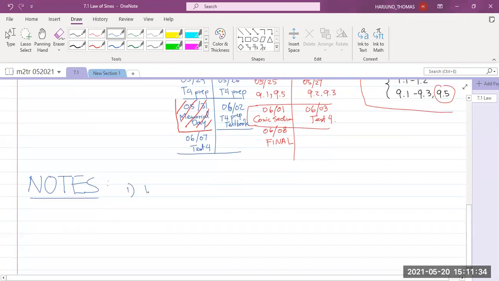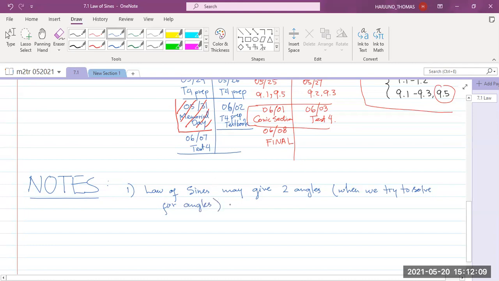Okay, first one, law of sines may give two angles when we try to solve for angles. We will try to eliminate any one.